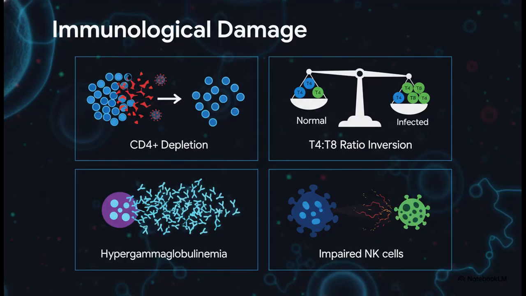So the absolute central event in HIV pathogenesis is the relentless destruction of CD4 plus T helper cells. Losing these cells is what cripples the entire cell-mediated immune response. A key thing you'll see in the lab is the inversion of the normal T4 to T8 cell ratio. What's also happening is this polyclonal B-cell activation, leading to hypergammaglobulinemia. Basically, the body is making tons of antibodies, but they're often not very specific or effective. And it's not just the T cells. The function of other critical immune players, like natural killer cells and cytotoxic T lymphocytes, gets severely impaired too.